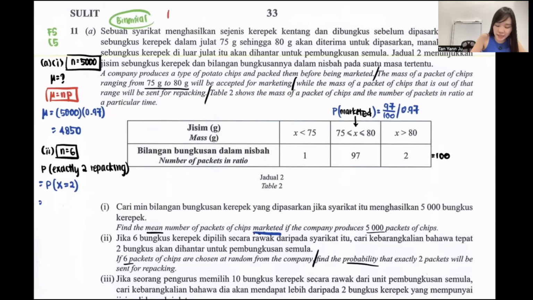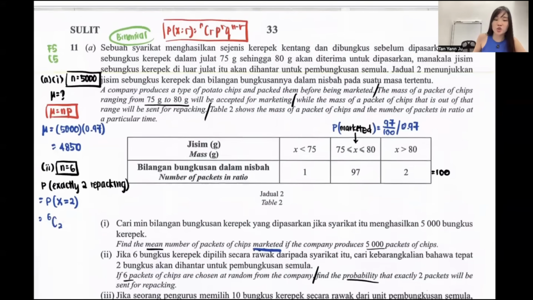So binomial exactly has only one formula to use all the time, which is this particular formula, provided in SPM as well. So how to use this? You see nCr. Out of 6 packets, I want 2 packets that need repacking. So 6C2.